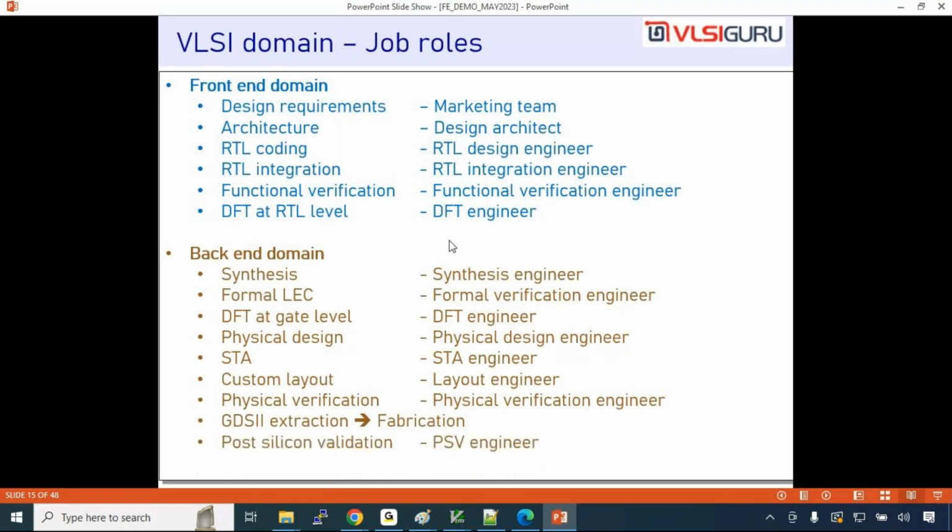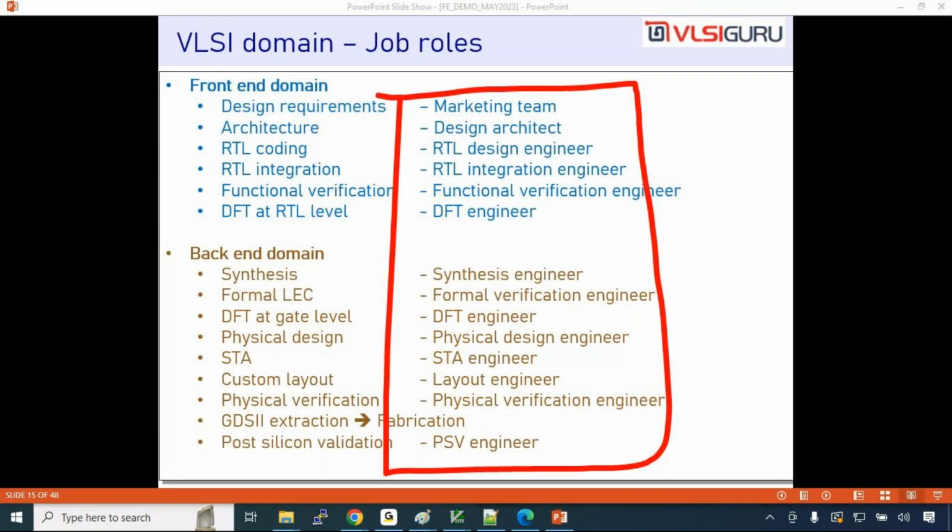Here the only thing is, so many different job roles are there. A VLSI company can have so many different job roles. In software, it's not like that, right? Software only has hardly three roles. One, the person who architects the software, software architect, software developer, software tester. Three roles they call simply. There is no physical design software engineer. There is no DFT software engineer.